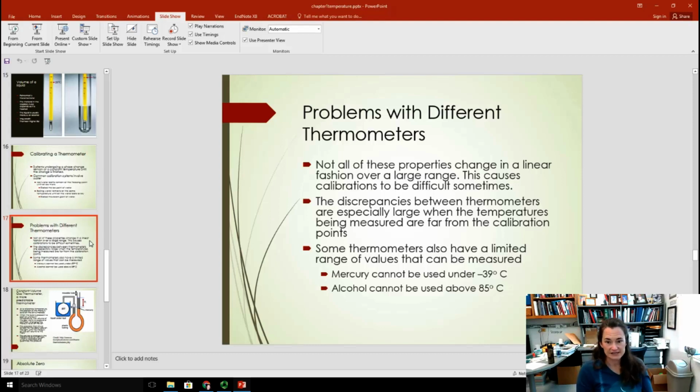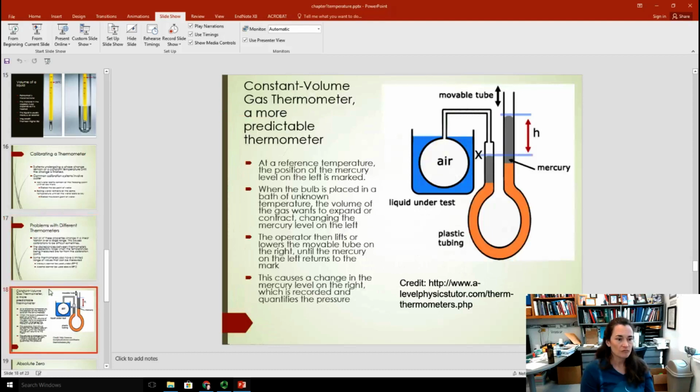Now, physicists in the late 1700s and 1800s understood this. For example, they knew that mercury froze at minus 39 degrees Celsius, and alcohol boils at 85 degrees Celsius. And so if you're going to build a thermometer based on those properties, you've got a certain temperature range that that thermometer will work in. Because of this, physicists at the time that were doing cutting-edge research in this field liked to use a constant volume gas thermometer because it was more predictable and very experimentally reliable.